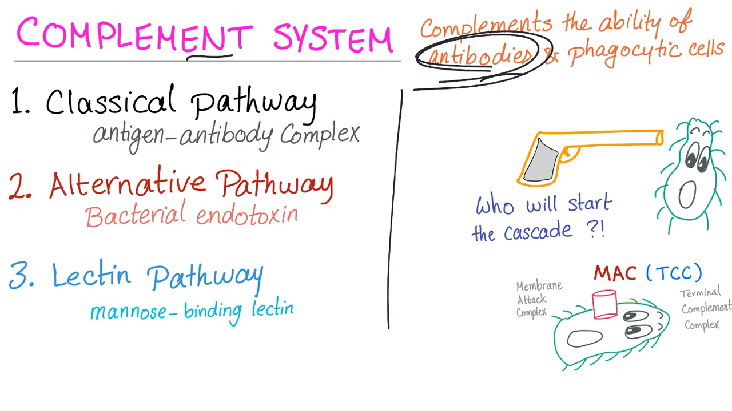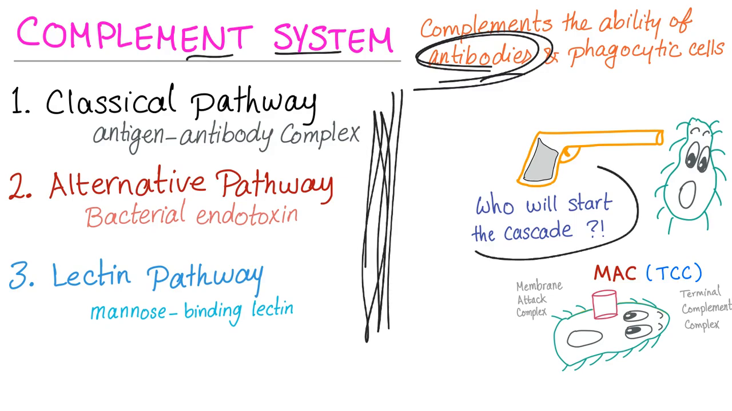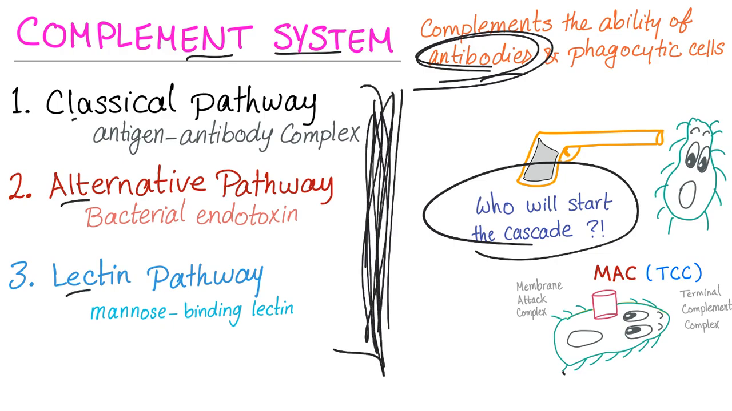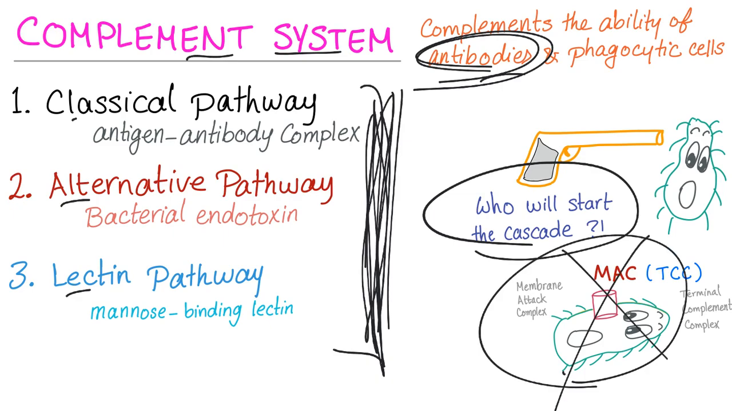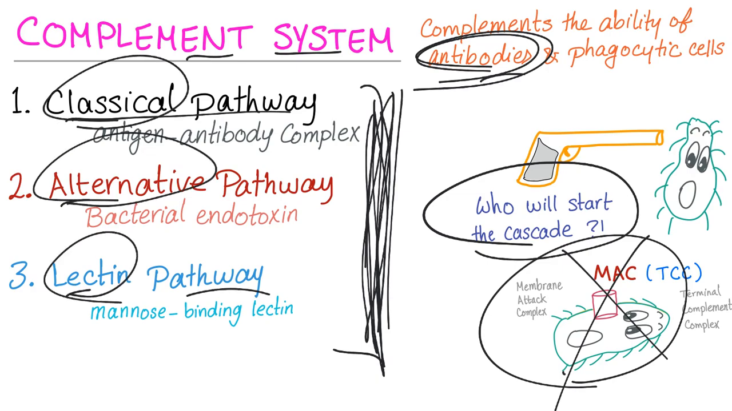Okay, we have 3 different types or pathways in complement. The difference is who will start the cascade. Who will pull the trigger? The result of any one of these pathways is the destruction of the organism. Cool. Mission accomplished. 3 pathways: the classical pathway, alternative pathway, and the lectin pathway.